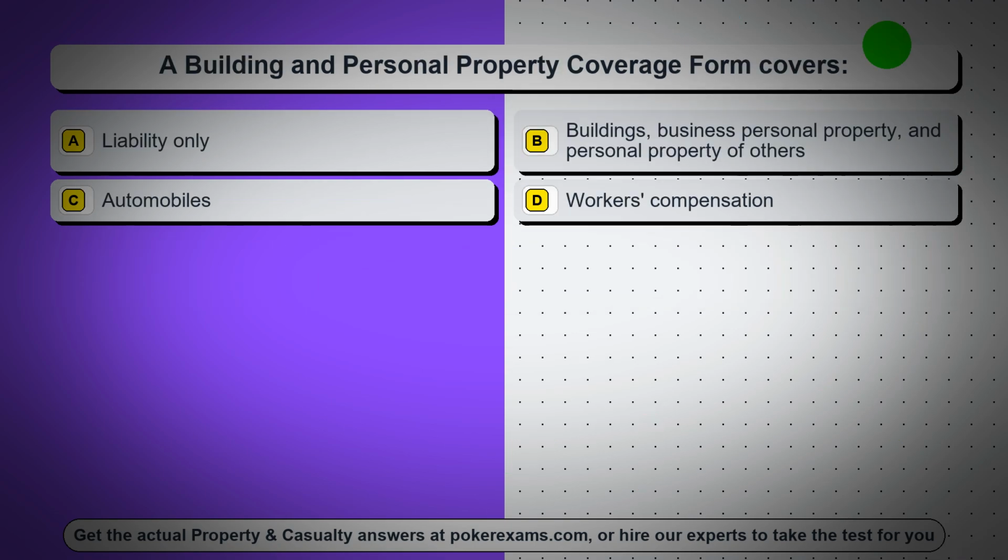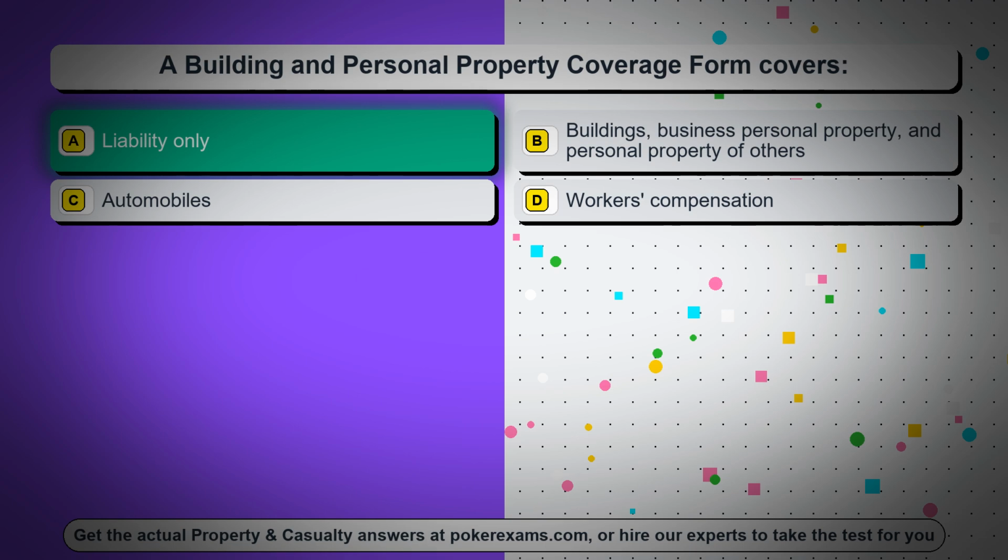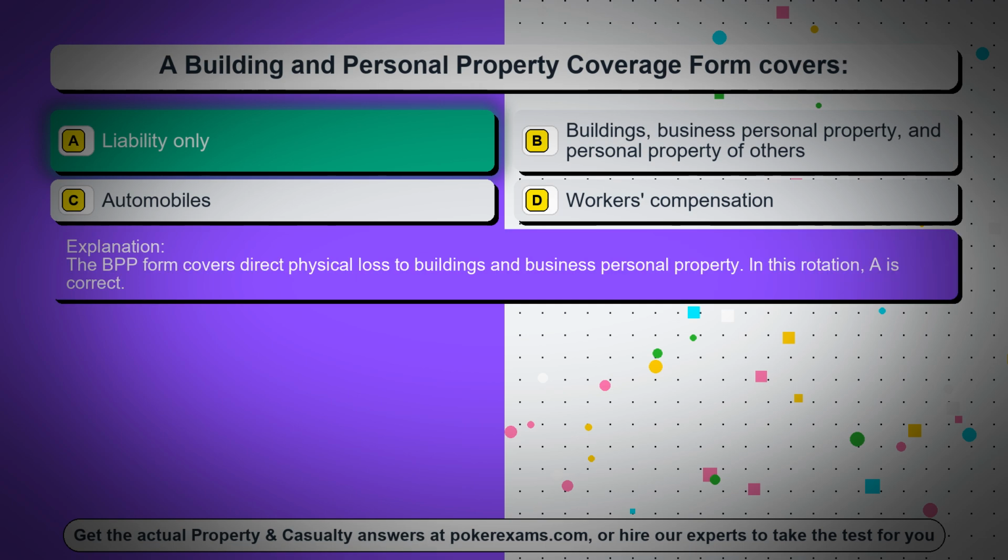Question 91. A building and personal property coverage form covers: Option A, liability only. Option B, buildings, business personal property, and personal property of others. Option C, automobiles. Option D, workers' compensation. The correct answer is option A, liability only. The BPP form covers direct physical loss to buildings and business personal property. In this rotation, A is correct.